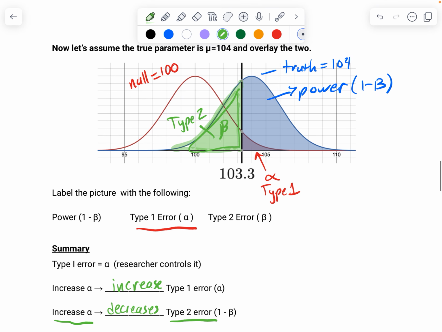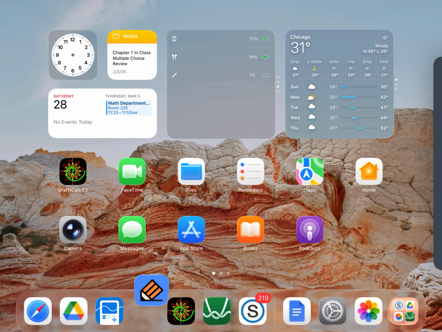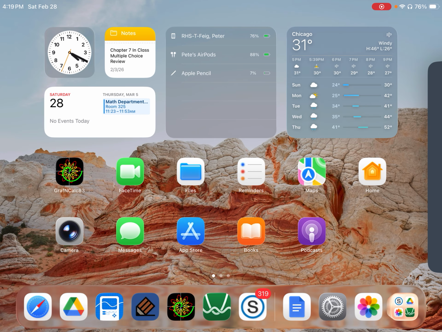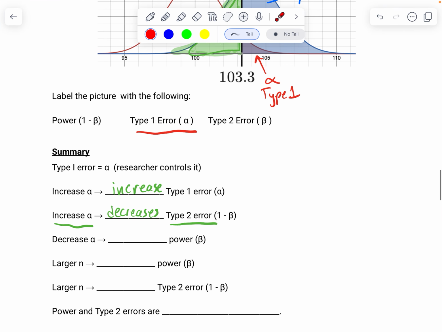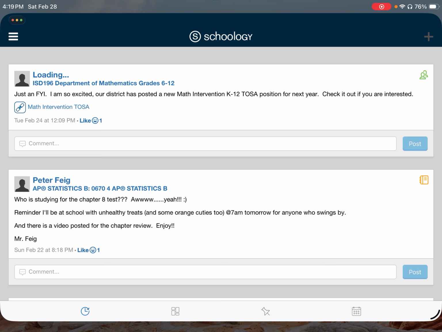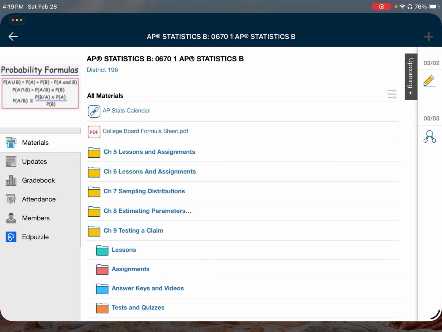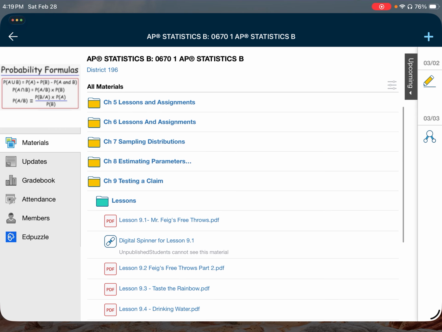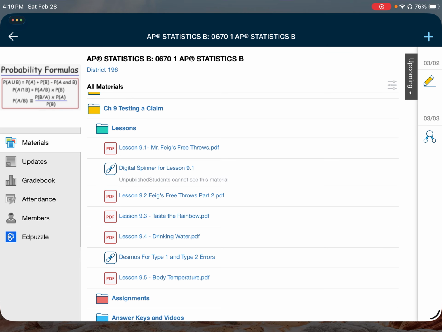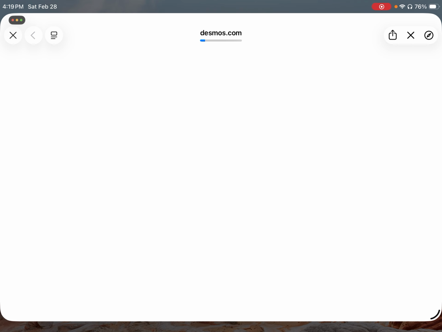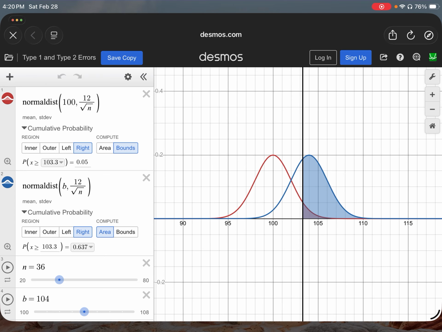And if the green section gets smaller, that means the blue section gets bigger. Let me show you. I was going to go to Desmos. So increasing alpha, okay? Let me show you here. Oh, it started over again. Okay, thanks for your patience. So there we have it.